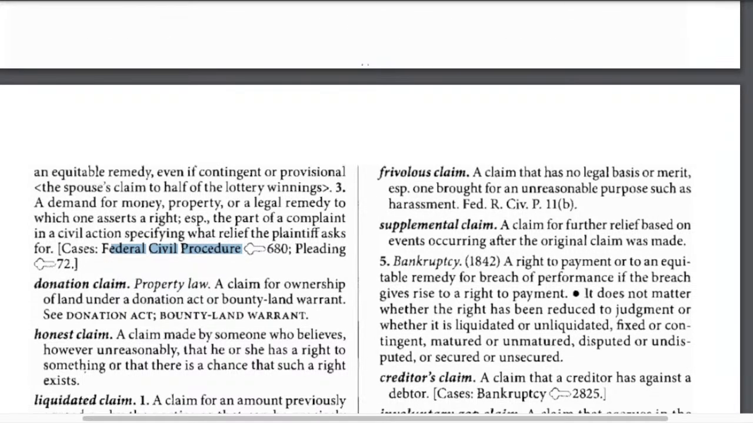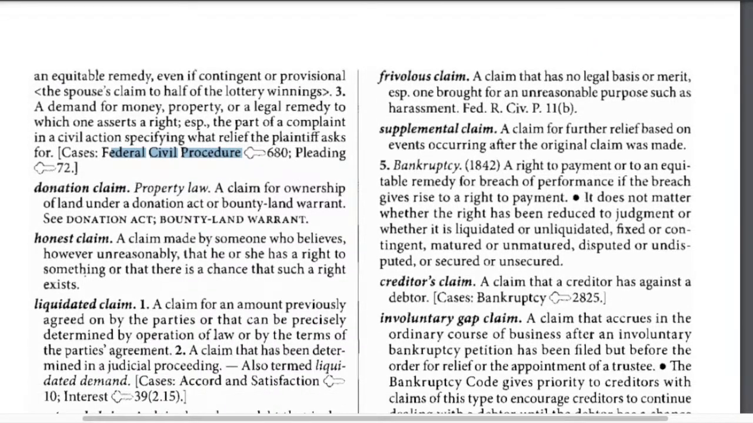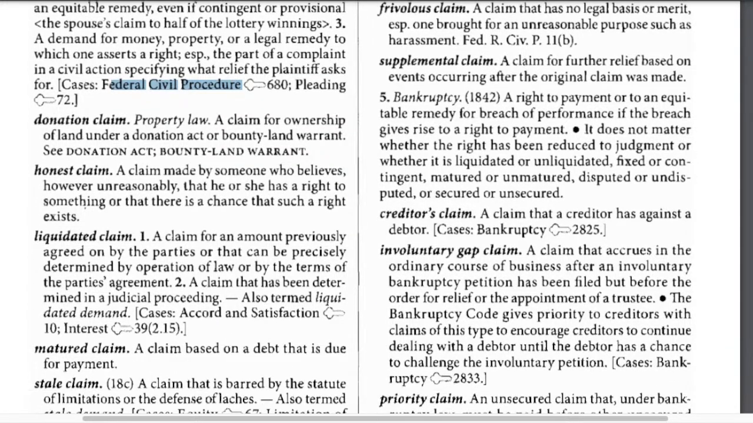So we have very many kinds of claims depending on the kind of case it is and the subject matter. Donation claim, honest claim, a claim made by someone who believes, however unreasonably, that he or she has a right to something or that there is a chance that such a right exists. That's an interesting one there.